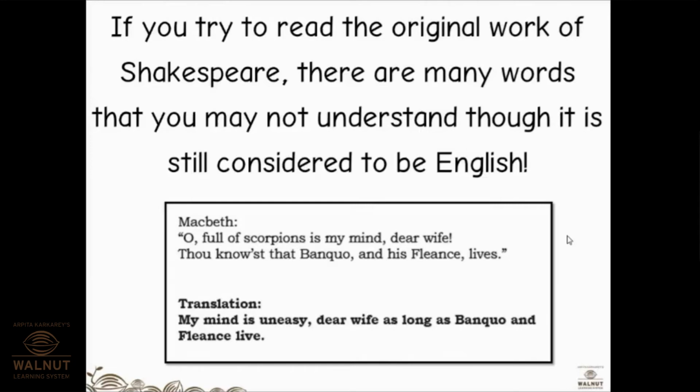Now here's the example. Macbeth says, "Oh, full of scorpions is my mind, dear wife. Thou knowest that Banquo and his friends live." So my mind is uneasy. Full of scorpions means uneasy, dear wife, as long as Banquo and Fleance live. Okay, so I'm not comfortable with their thoughts. That is what he wants to say.